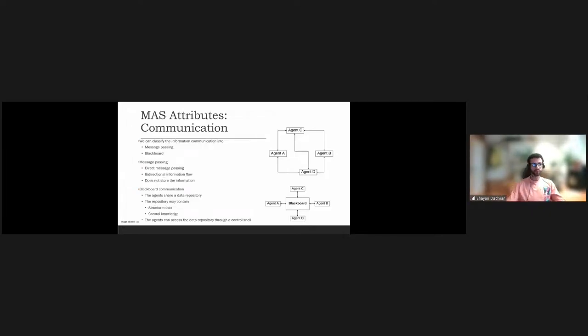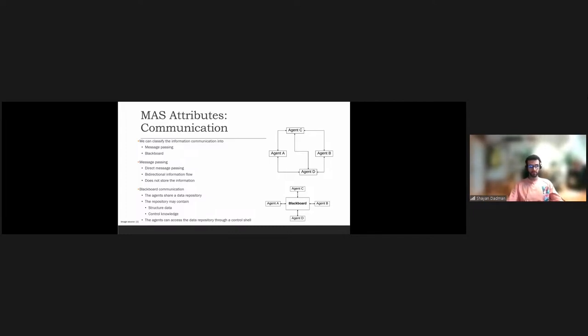So the next attribute of the multi-agent system is communication. While we have organization of agents and the agents can organize together to cooperate and achieve a certain goal, they also need to communicate with each other to form this organization. We can classify the information communication into message passing and also blackboard. The message passing is a direct message passing between the agents. The information flow is bidirectional, and the information is not stored anywhere. So whatever is passed between the agents just vanishes.